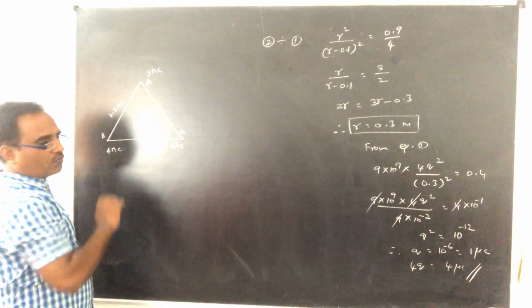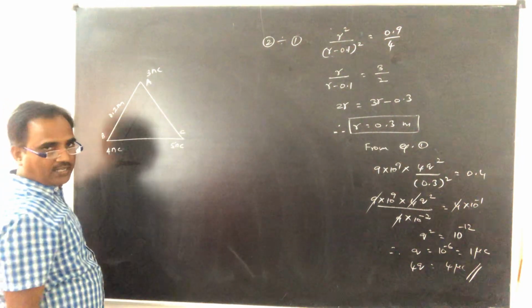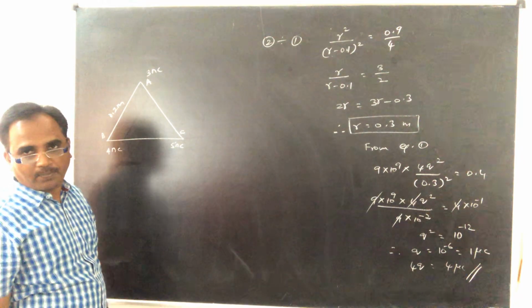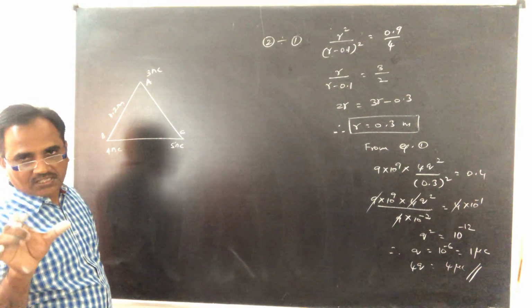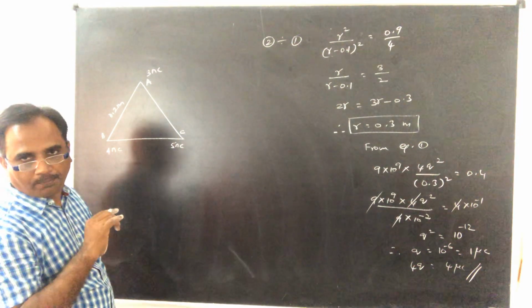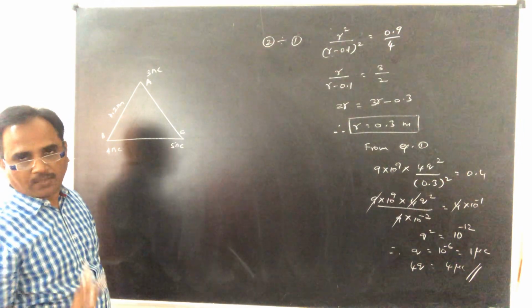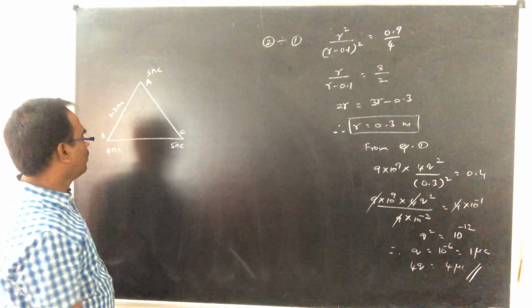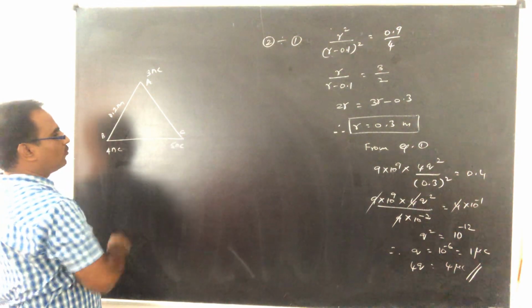Whenever you are asked to find the force, here more than two charges are there, therefore obviously you have to apply the principle of superposition. When only two charges are there, straight away you can apply Coulomb's law. But when more than two charges are there, to find the resultant force you have to apply the principle of superposition. So on this charge you have to find the resultant force.